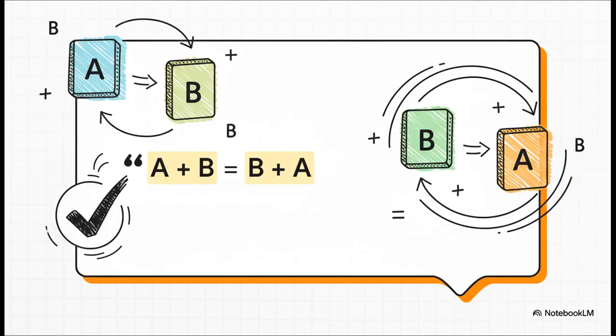And here's the best part. You don't have to throw out all the math rules you already know. Just like 5 plus 3 is the same as 3 plus 5, the order doesn't matter here either. Matrix A plus matrix B, it's the exact same thing as B plus A. That's called the commutative law, and it keeps things nice and predictable.